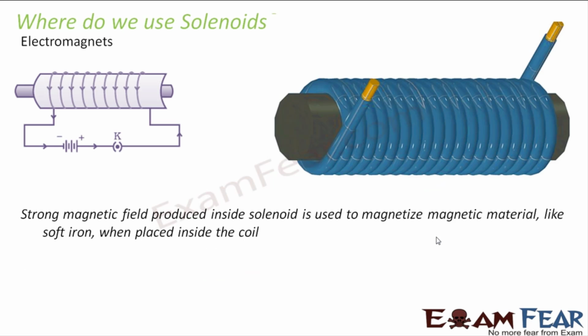Now let us see, where do we actually use these solenoids? What are their applications? Well, one of the most important applications is in electromagnets. What are electromagnets? They are specific kinds of magnets which are extremely useful for practical purposes, like in electric motors or electric generators. We often use these kinds of electromagnets. So solenoids are actually used in electromagnets.